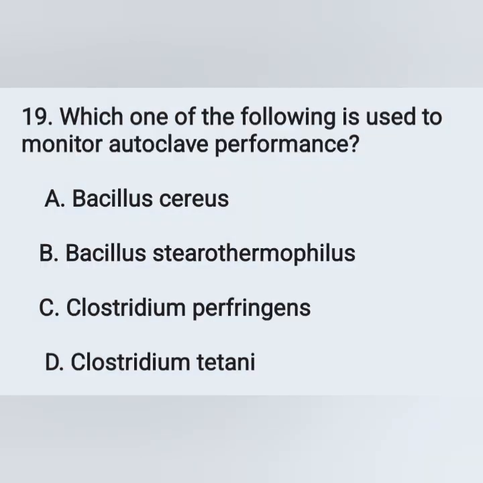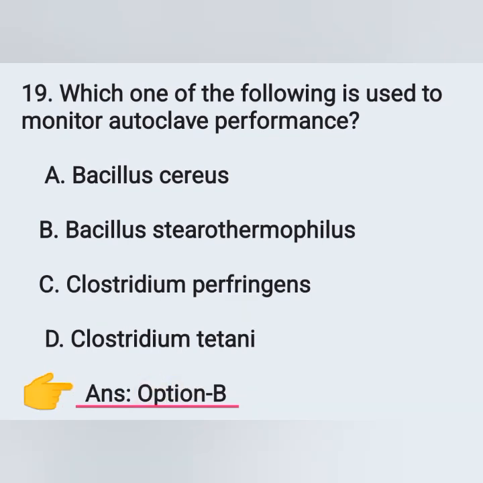Move on to the next question. Which one of the following is used to monitor autoclave performance? Option A Bacillus cereus, option B Bacillus stearothermophilus, option C Clostridium perfringens, option D Clostridium tetani. Question is, which one of the following is used to monitor autoclave performance? And the correct answer is option B, Bacillus stearothermophilus.